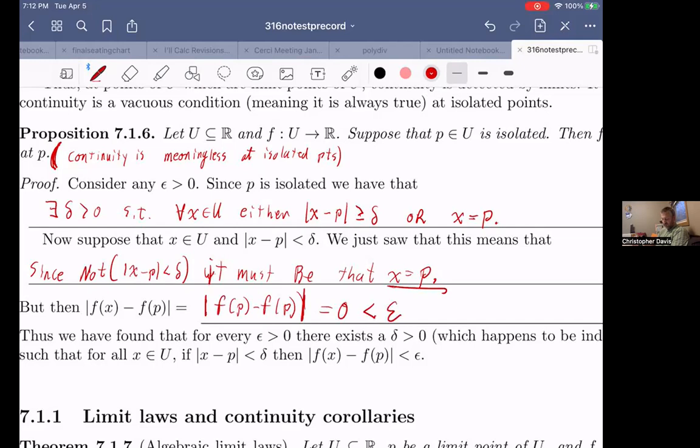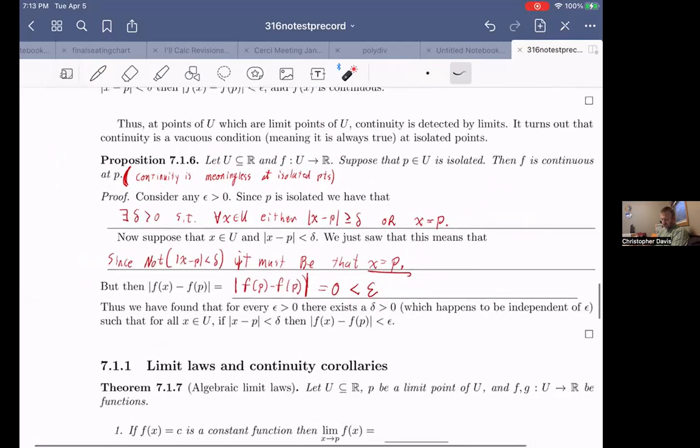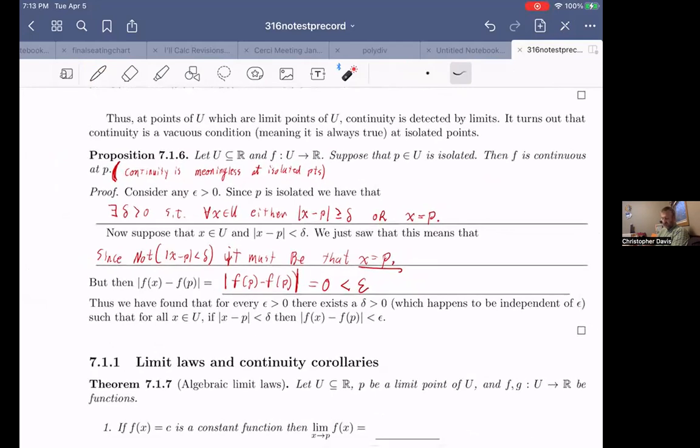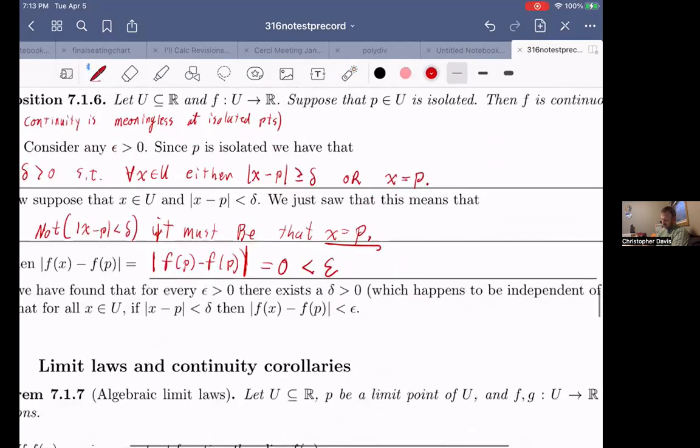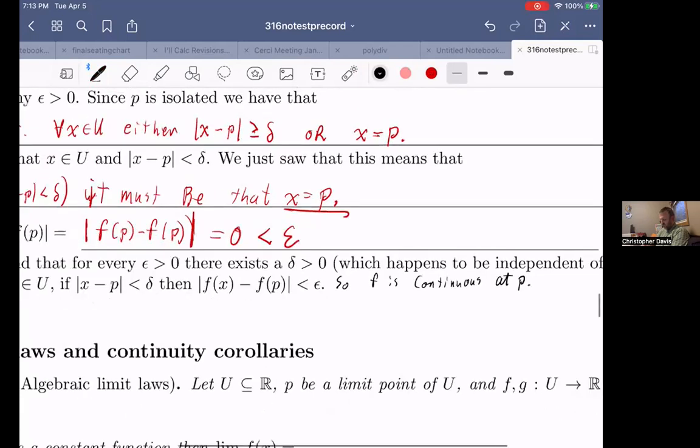Thus, we have found that for every epsilon bigger than 0, there exists a delta bigger than 0, which, let's just go ahead and notice, did not depend on the choice of epsilon. That just depended on the fact that this sucker was isolated, such that for all x in U, if the absolute value of x minus p is less than delta, then the absolute value of f of x minus f of p is less than epsilon. So f is continuous at p. Groovy.